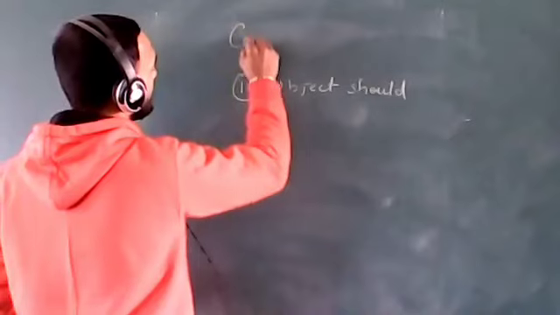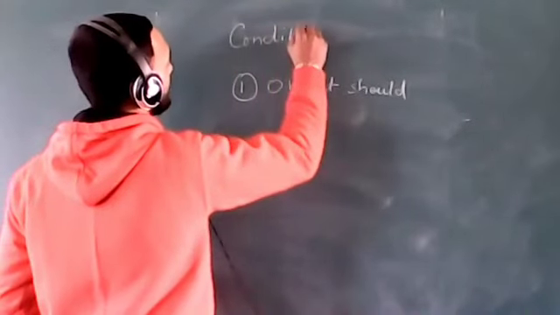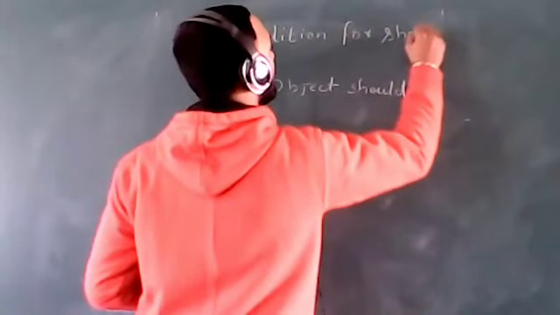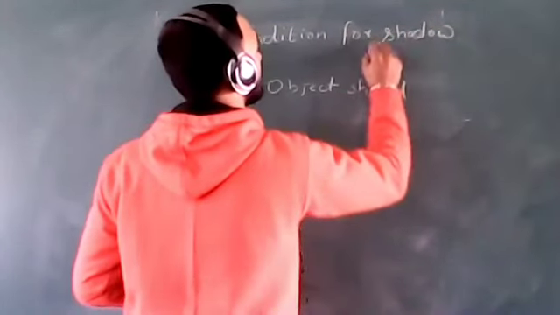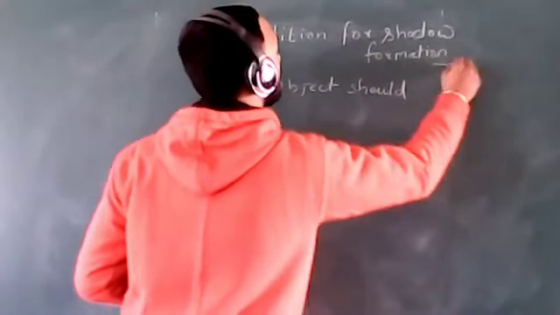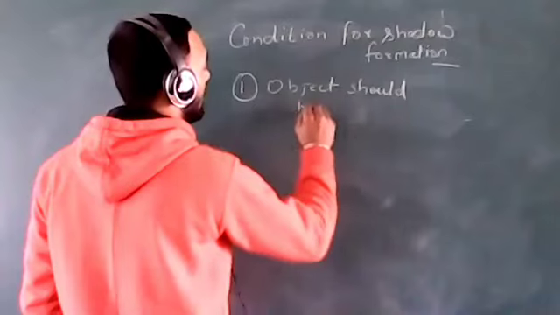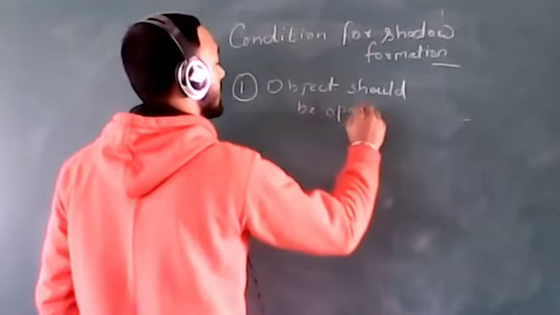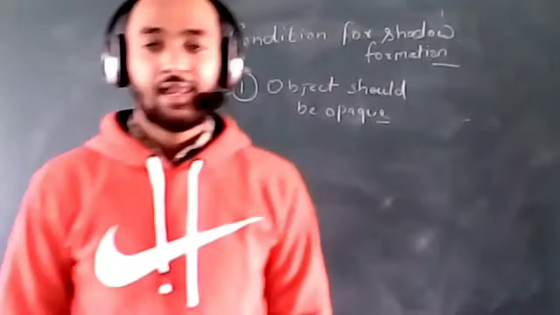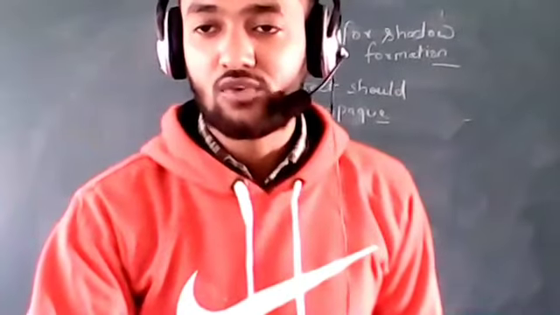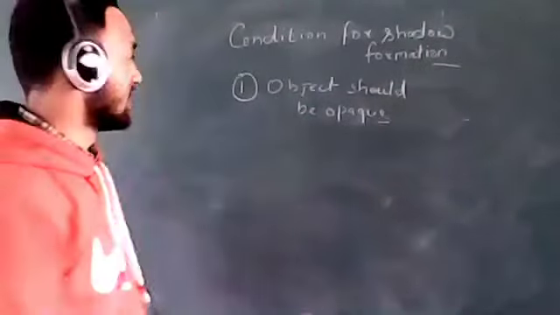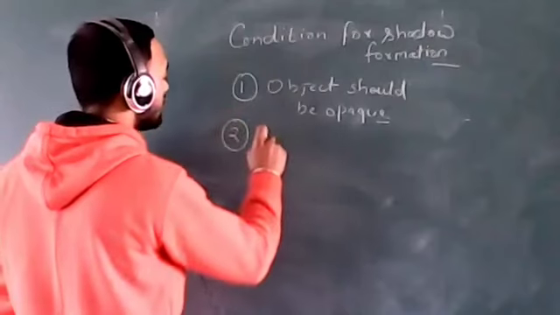Here we are discussing the condition for shadow formation. So the object should be opaque, because an opaque object blocks the light. When light is blocked, then only shadow forms. In a transparent object, there is no chance of shadow formation. Second, there should be a light source.